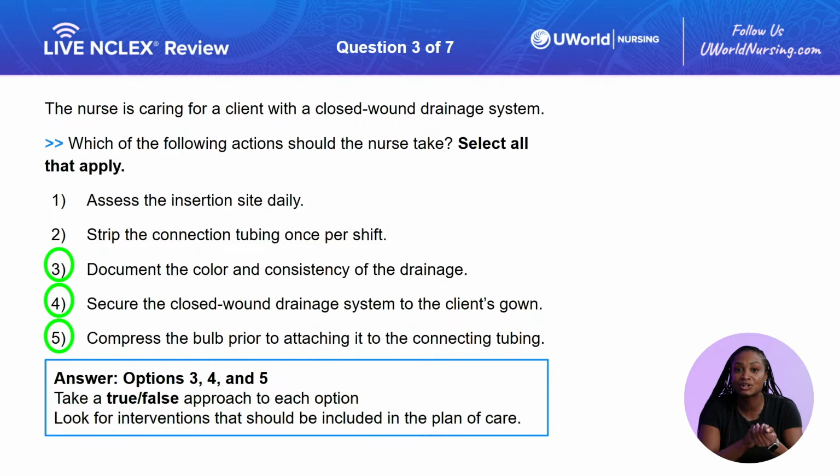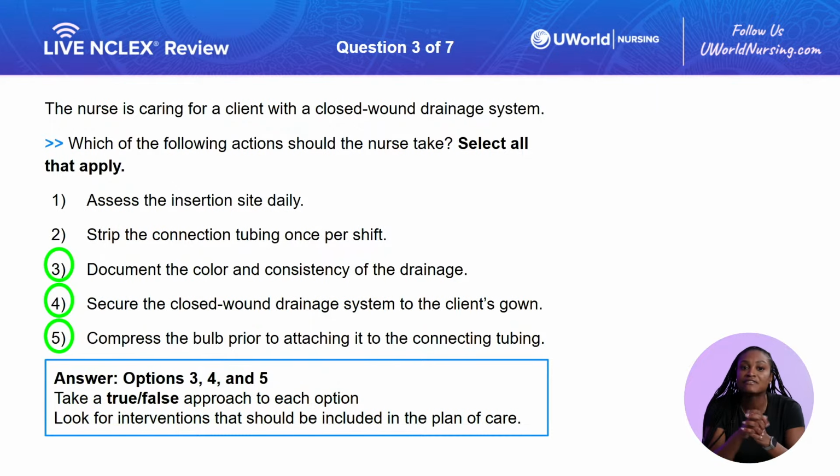Option 4, secure the closed wound drainage to the client's gown. This would be correct because we don't want what I would call a JP drain, or any type of drain that is attached to them, hanging and dangling, because it can cause tension on the client's skin, and it could also very easily dislodge. So securing it, usually with a safety pin to the client's gown, is usually best practice, so it's not causing any tension on the line. You just have to be careful to make sure you unsecure it before changing the gown or anything.